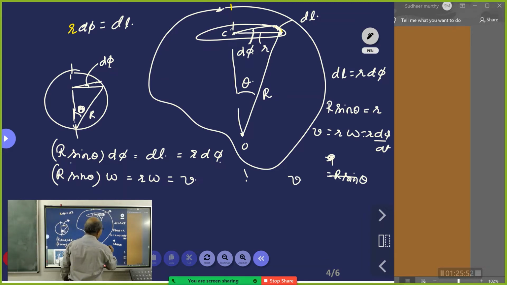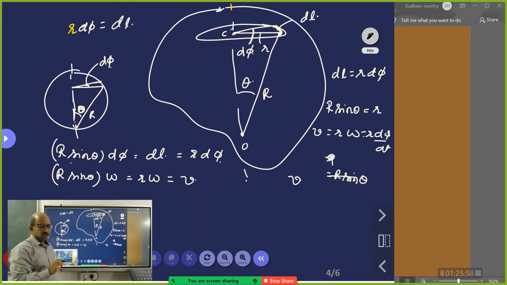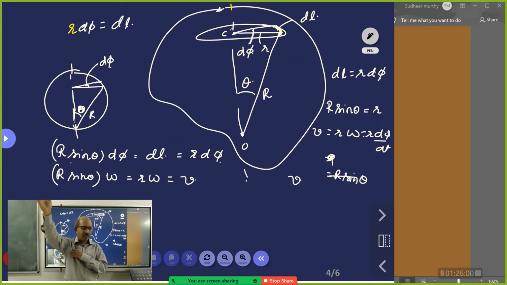The linear velocity that you see from here will also cover dl in the same time t, and from here if you see, it will also cover dl in the same time t. That is one way. So linear velocities are same. So the linear velocity seen from this point and seen from this point are same, right? You cannot talk about angular velocity there, because angular velocity depends on how much dt it is going. So from here if you see, it is going like this.